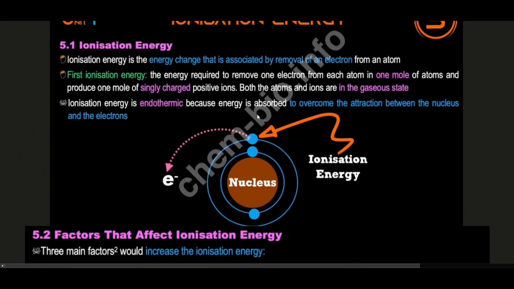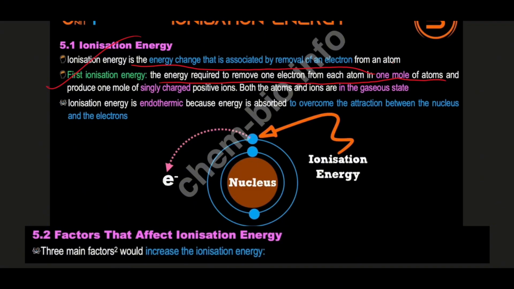Let's move on to ionization energy. Look, ionization energy is the energy change that is associated with the removal of an electron from an atom. The first ionization energy is the energy required to remove one electron from each atom. I think this is the definition. Remember it. The energy required to remove an electron, we basically call ionization energy.